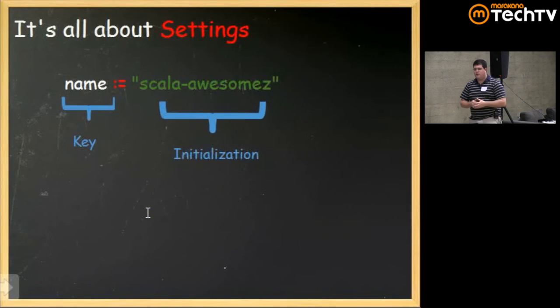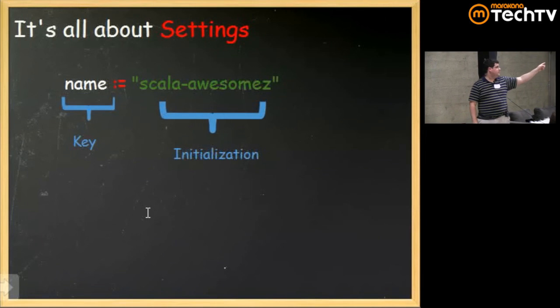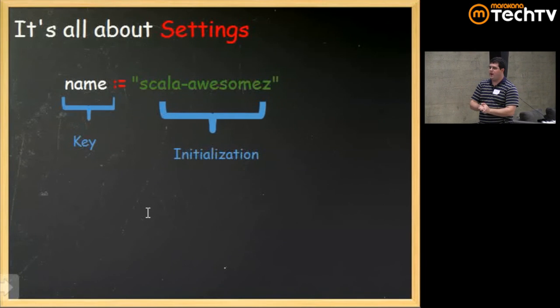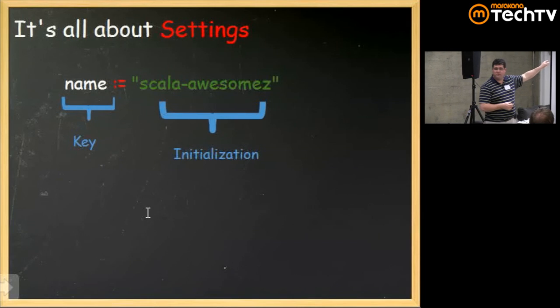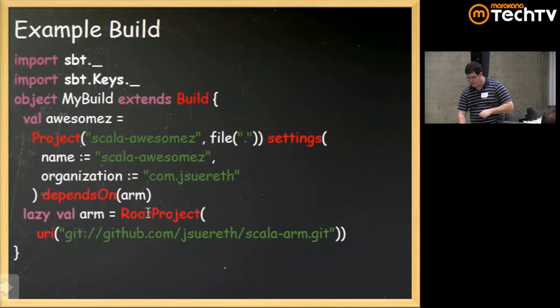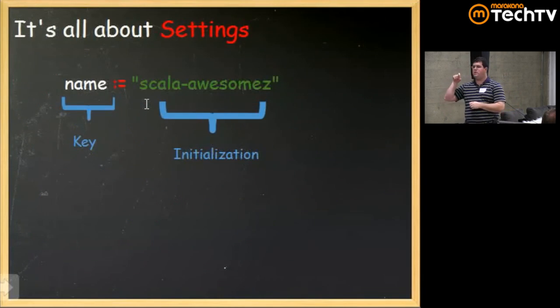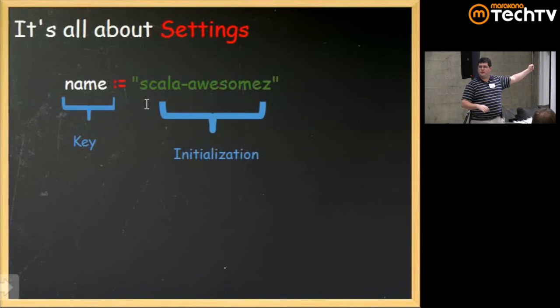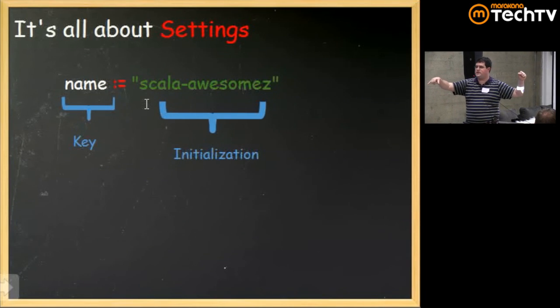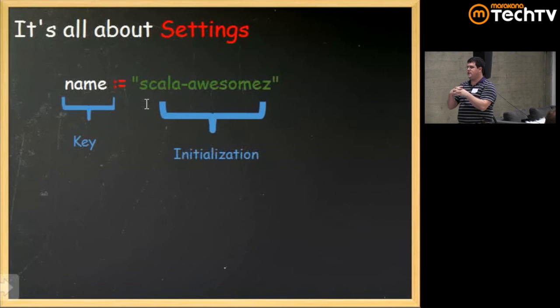The core of SBT is the setting. A setting is a key and an initialization. You saw earlier in this build that I set name, and then I have this funny colon equals method, and then a value, right? So keys are objects in Scala. I am referencing name from the sbt.keys object. Here I have imported sbt.keys._. Name is a member of keys. I'm calling a := method, which takes a key and takes an initialization value on the right-hand side, associates them, and becomes a setting. Okay?